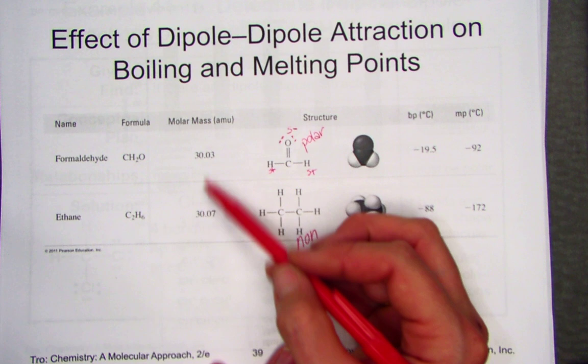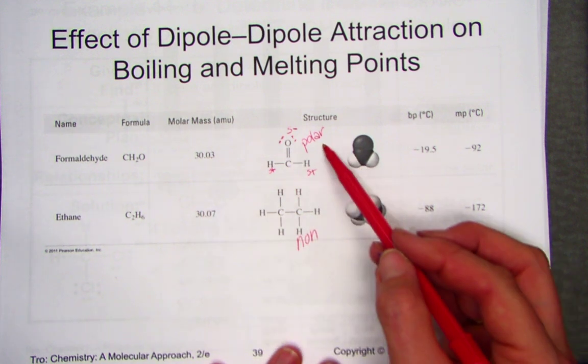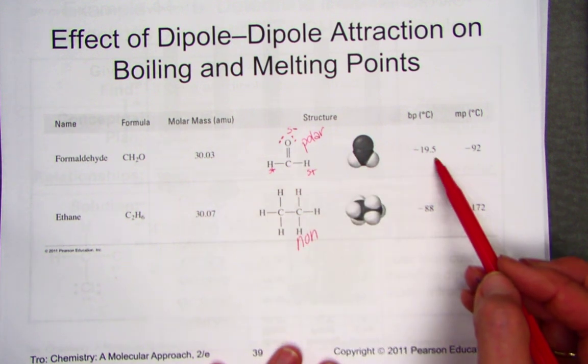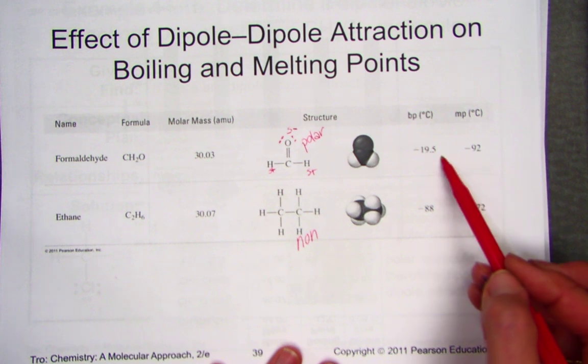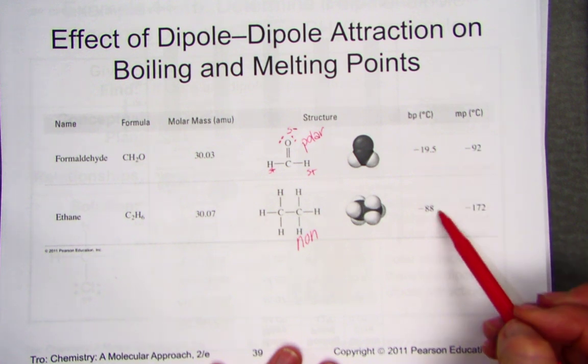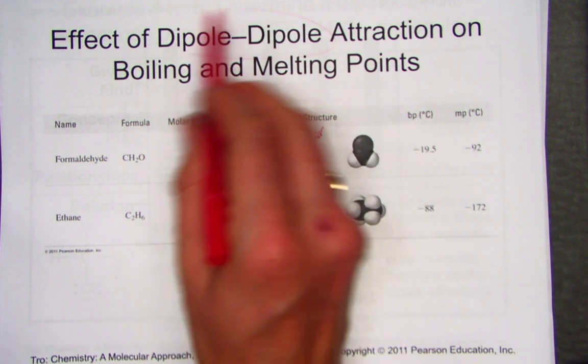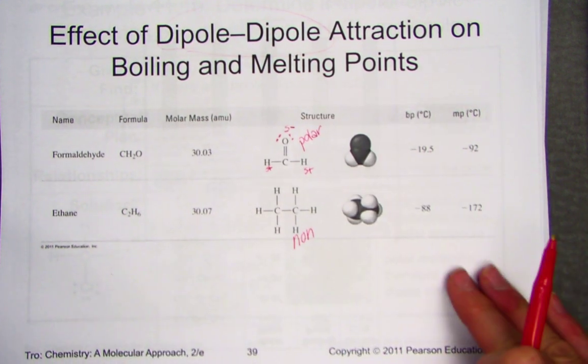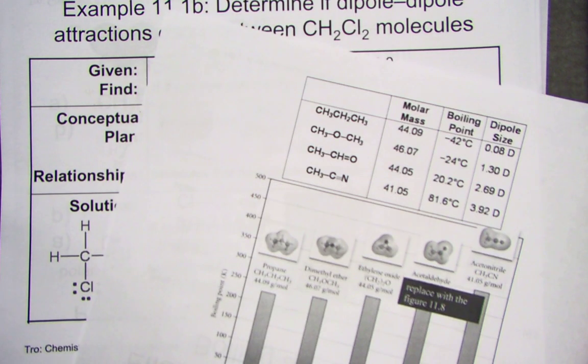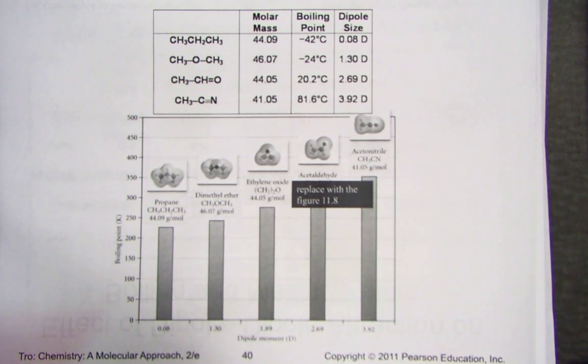Based on the same molar mass, but one being polar, look at the difference in boiling point and melting point, significantly higher for the polar molecule than the nonpolar molecule. The dipole-dipole attraction creates a strong intermolecular attraction and thus increases the boiling and freezing points of our compounds.